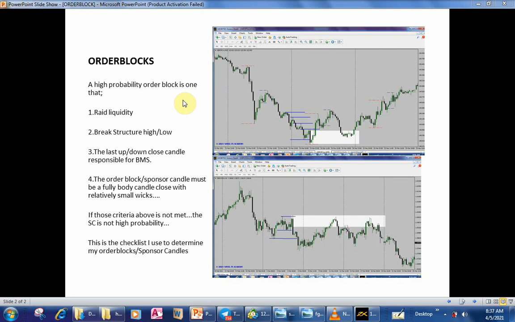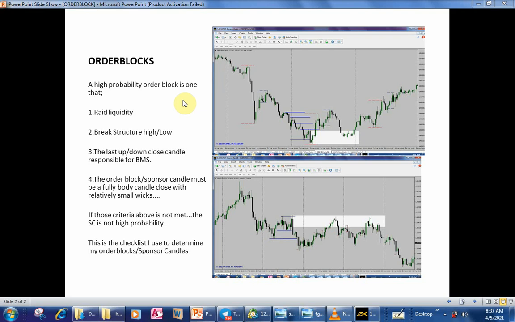So a bearish OB that is high probability will, number one, first raid liquidity. It will first raid the last higher high created, then it will fall down and break the last higher low. It will break that structural low. So that is a high probability bearish OB. It must break structure, high or low. That's the second characteristic of a high probability OB that is unlikely to fail. Then, like I said, it is the last up or down close candle responsible for breaking market structure.